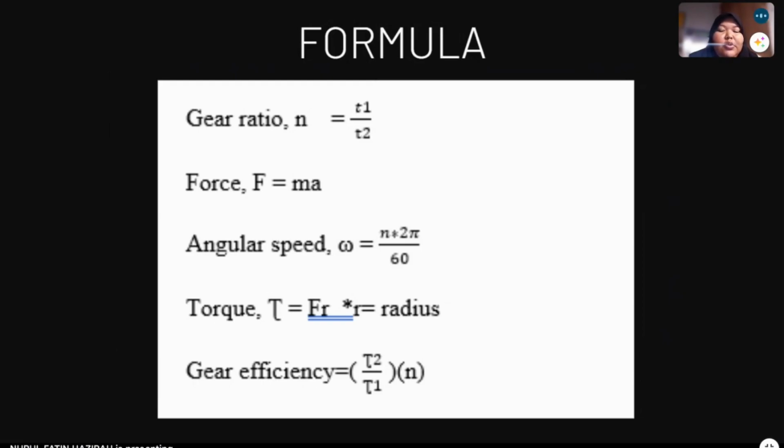The last, we will calculate the gear efficiency. Efficiency equals torque 2 per torque 1 multiplied with the gear ratio.